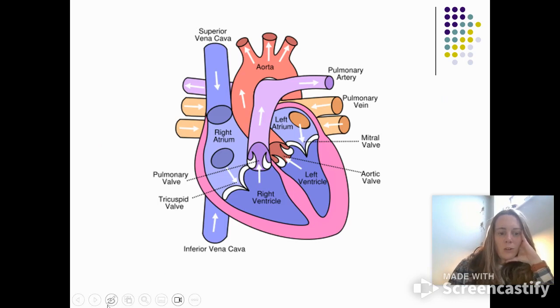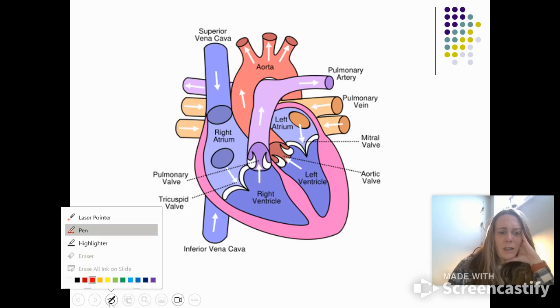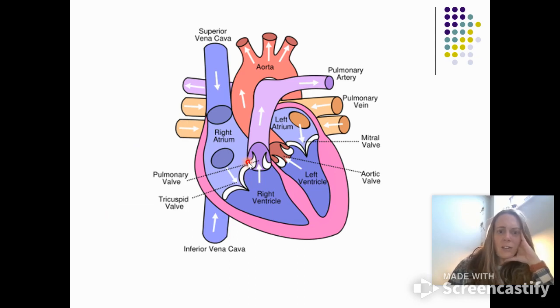So in this picture, it's not really color coordinated to see if things are oxygenated or deoxygenated. But again, superior and inferior vena cava are going to be bringing blood to the right atrium, through this atrioventricular valve, which is specifically called the tricuspid valve on the right side, to the right ventricle. From the right ventricle, it's going to get pumped to the lungs because CO2 has got to get dumped, O2 has got to get picked up. It's going to go through another valve, which is a semilunar valve, and specifically on the right side, it is called the pulmonary semilunar valve.